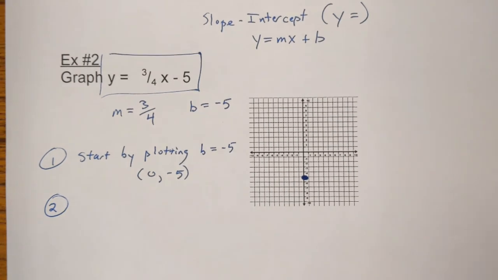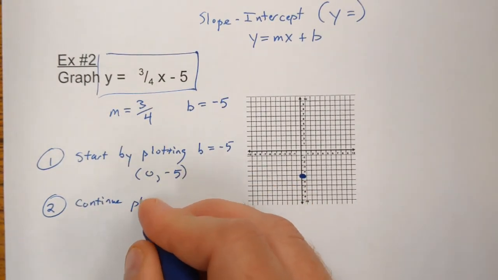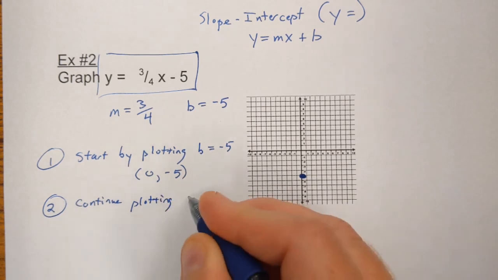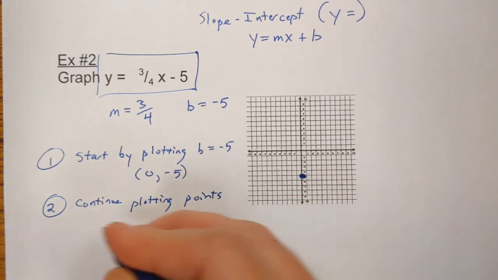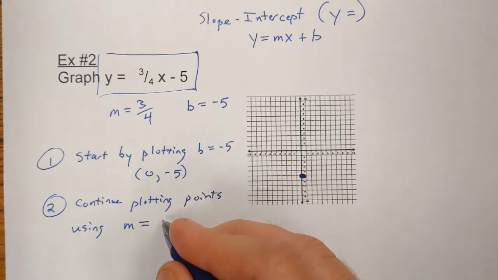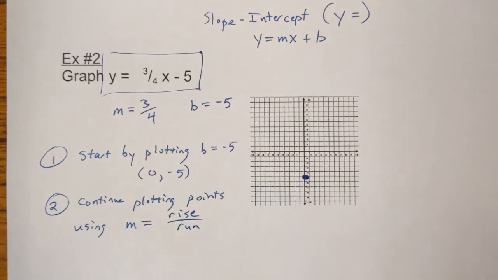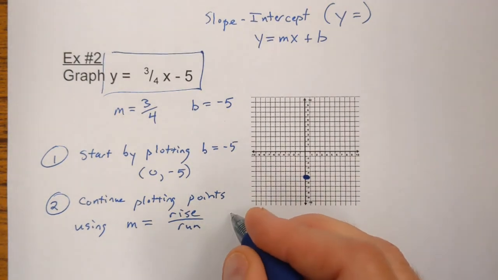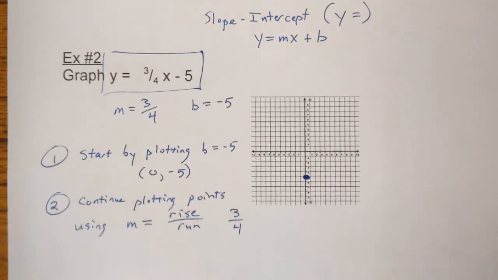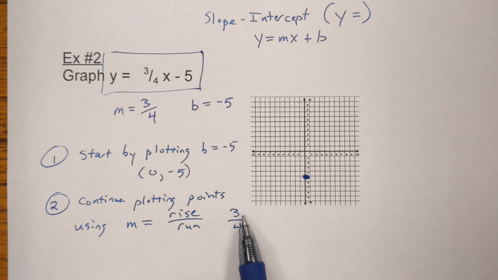Now step number 2, we're going to continue plotting points using the slope, and we're going to follow this little pattern called rise over run. You'll notice that our slope is 3/4. Well, once we've started with a point at the y-intercept, the slope tells us what pattern to follow. The 3 on the top is called the rise.